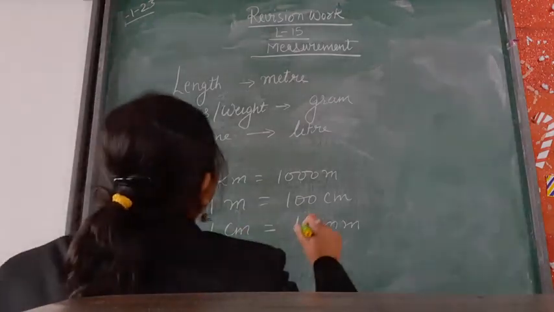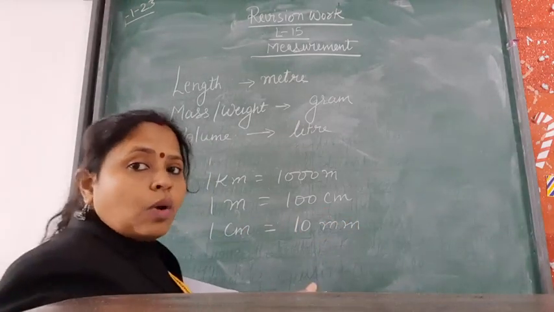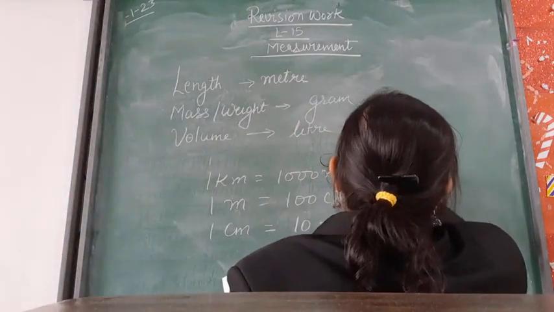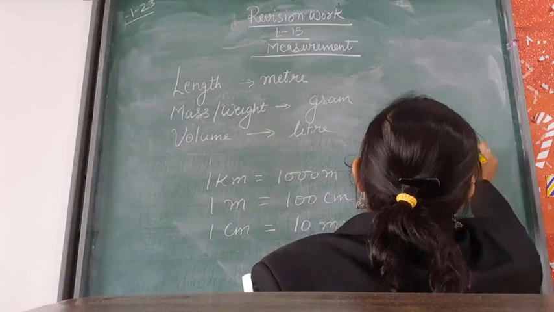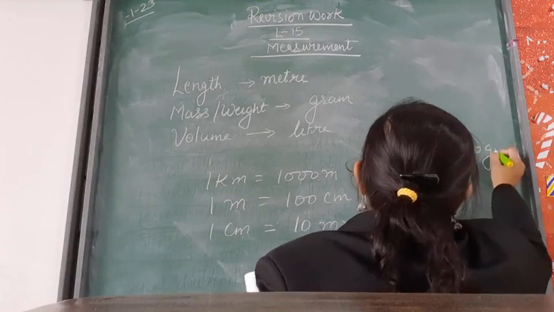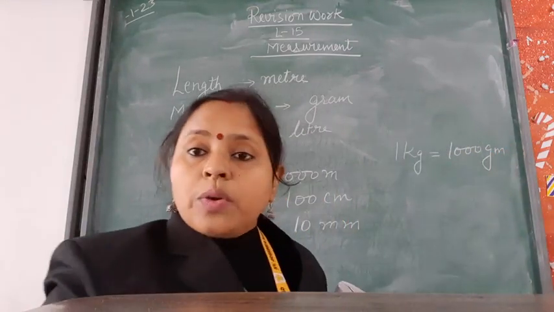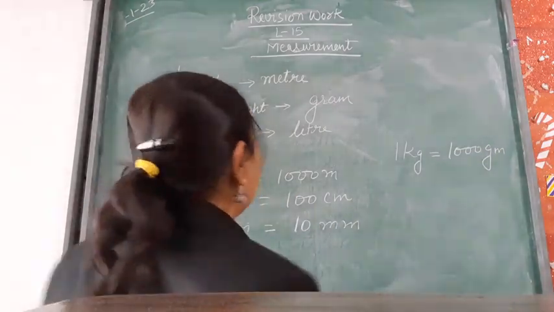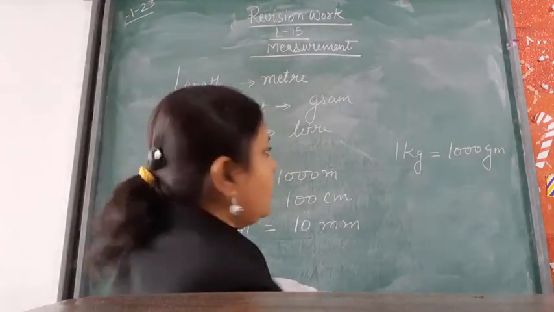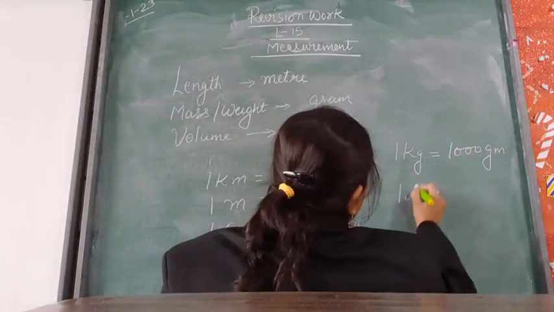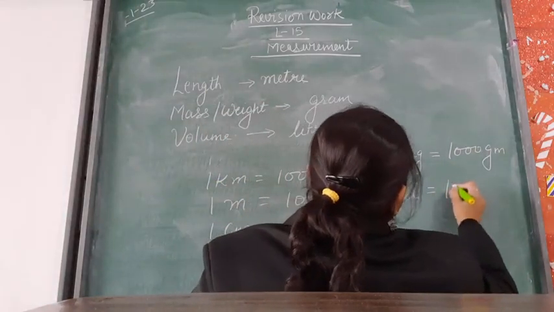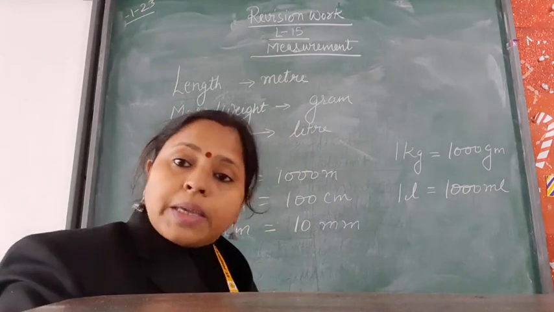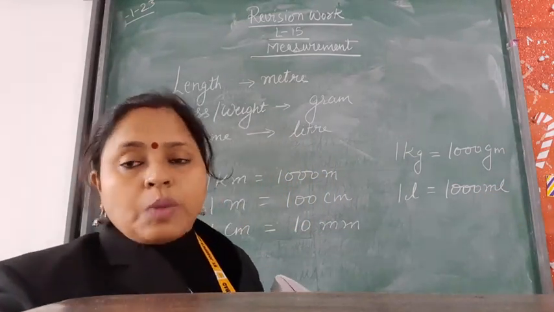Now let us come to the unit of mass or weight. In 1 kg we have 1000 grams. So kg or kilogram is the bigger unit and gram is the smaller unit. Likewise, for volume, in 1 liter we have 1000 milliliter, right? So, liter is a bigger unit and milliliter is a smaller unit.